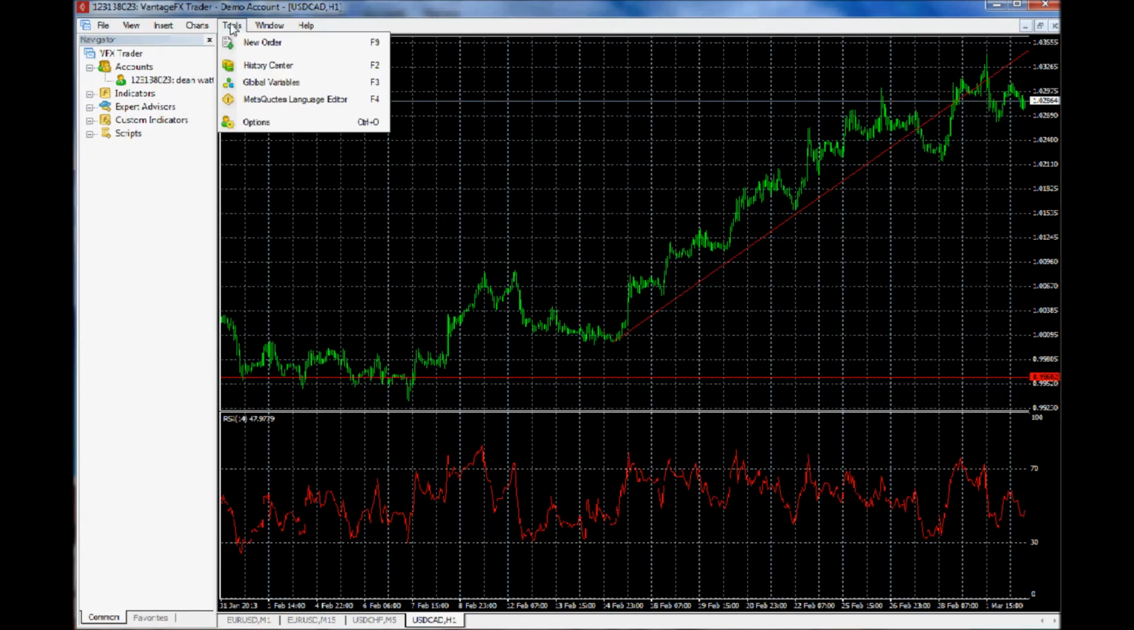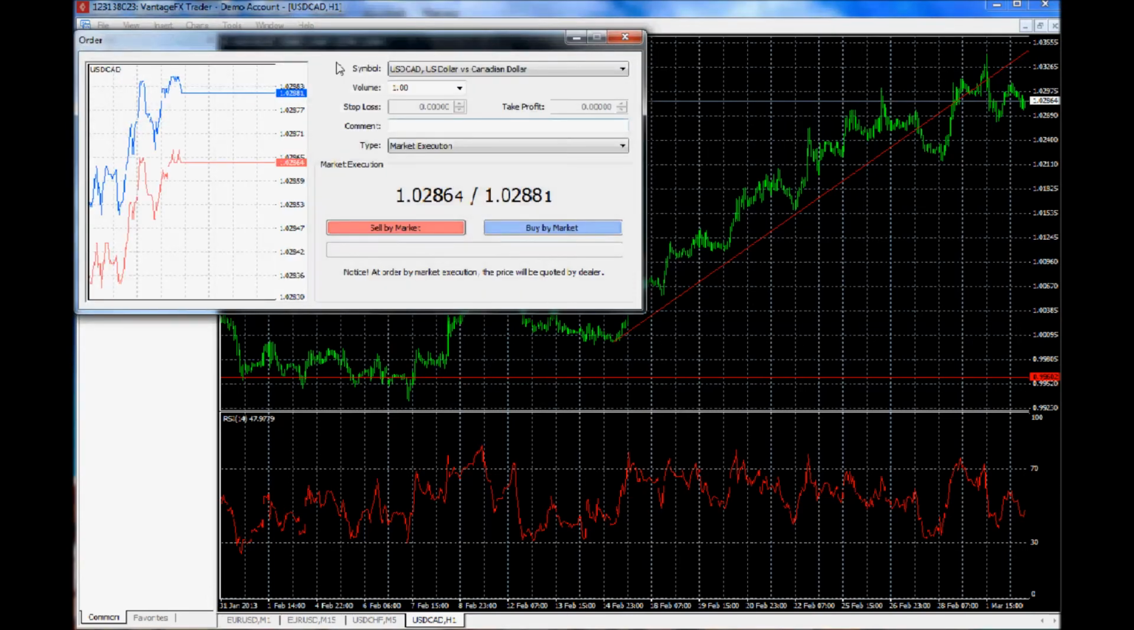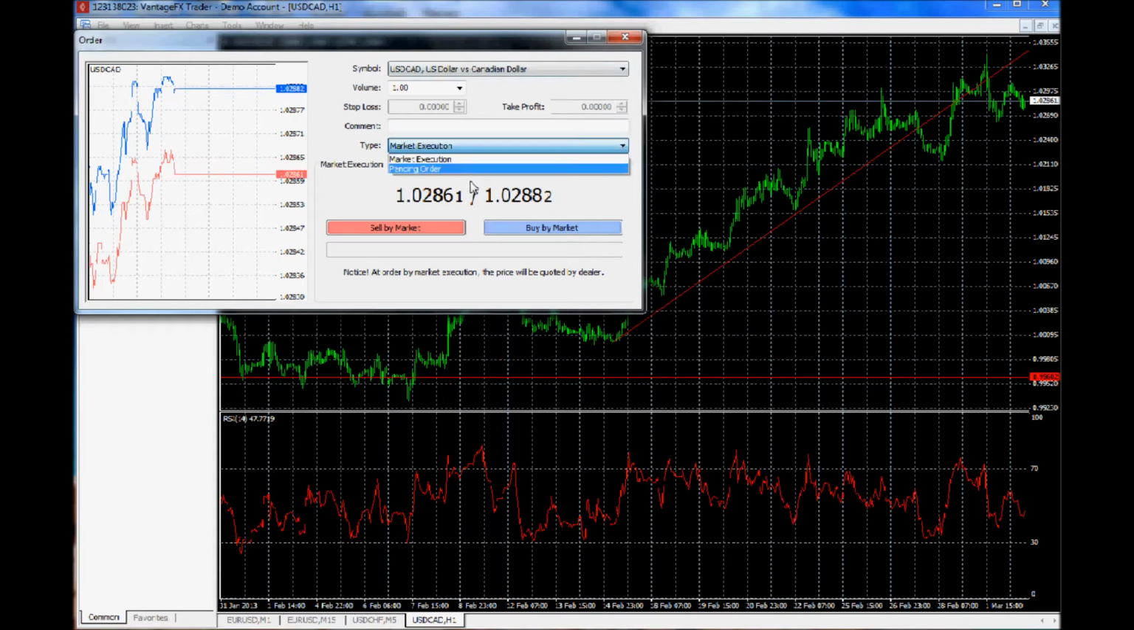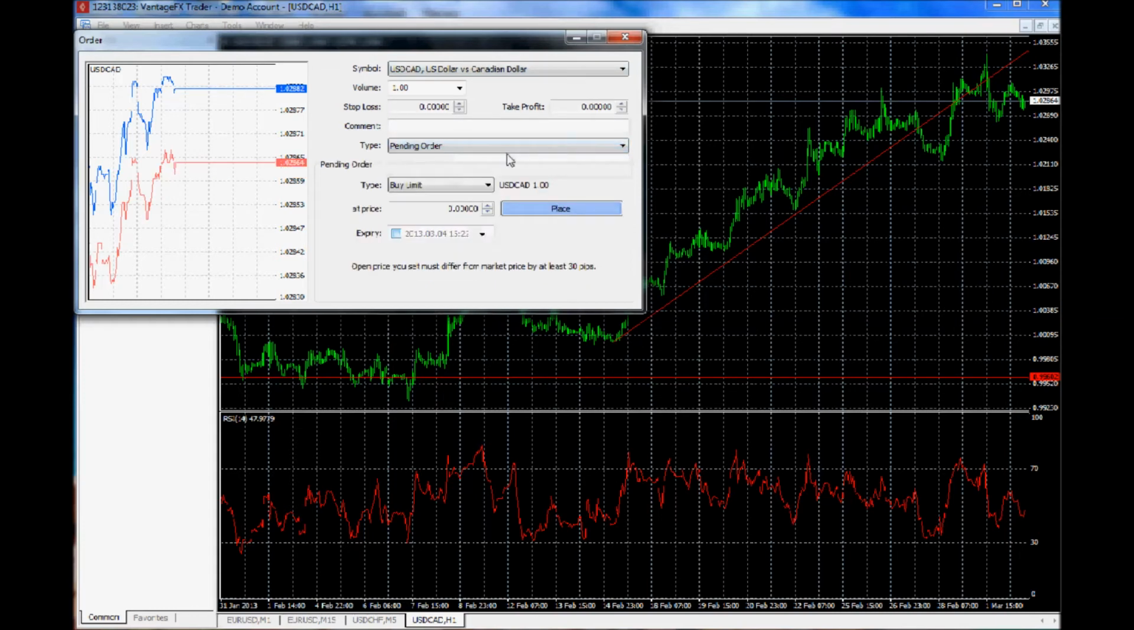We can have a look at the tools here. So if you wanted to put a new order, this is where if you want to make a buy signal, you can click on the order, and then you get this screen up here. So we've got market execution or pending order. So we can put a pending order in, and this is where you can type in your price.